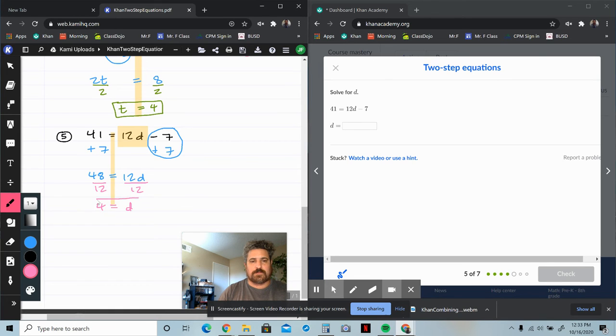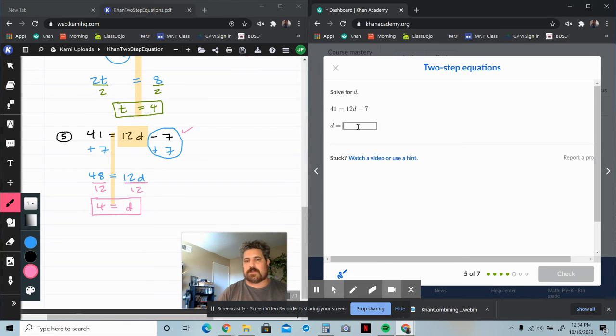Once you have the answer, d equals 4. Like I said, it doesn't matter whether it's 4 equals d or d equals 4, same thing. So we know d is going to be worth 4. So 12 times 4 is 48. 48 take away 7 is 41. It works. And then put in your answer, and we're good to go.